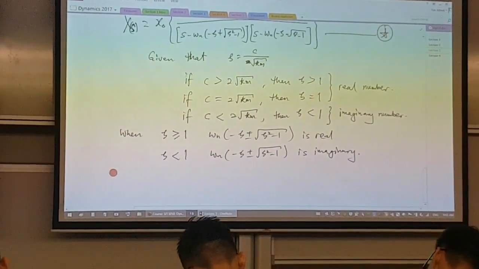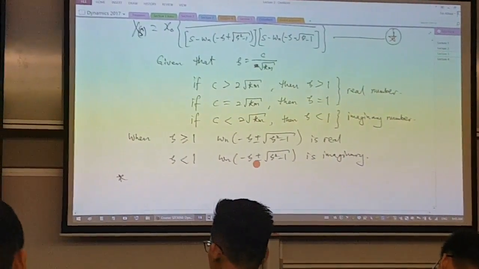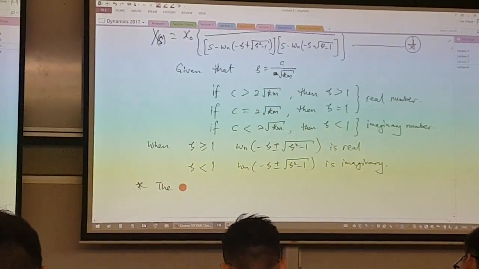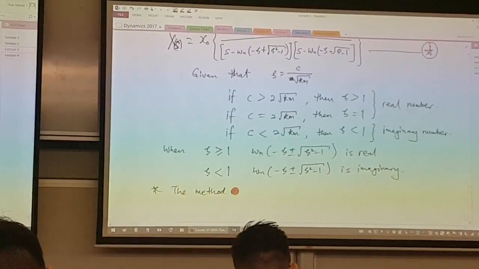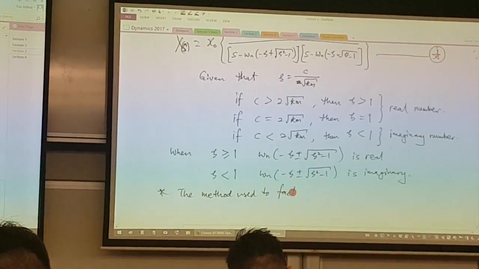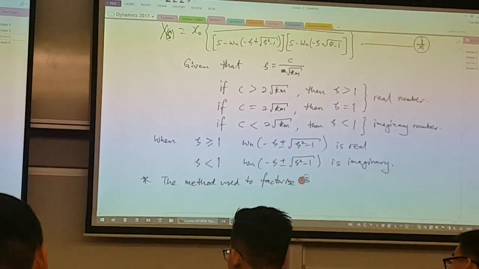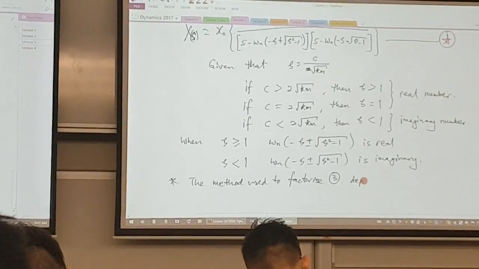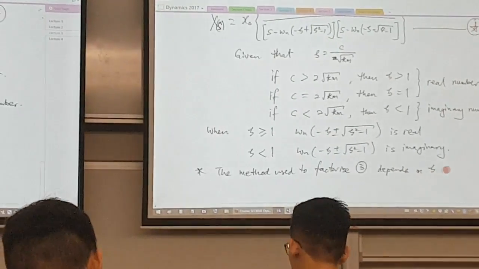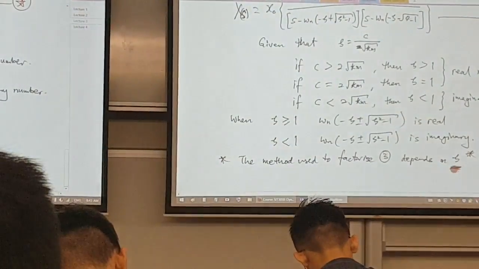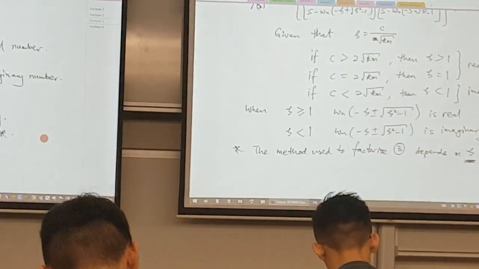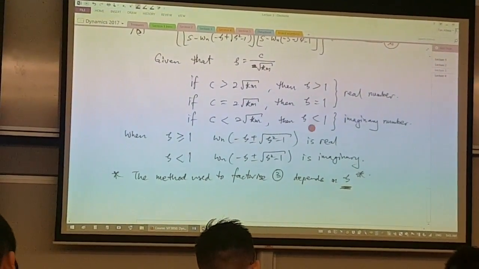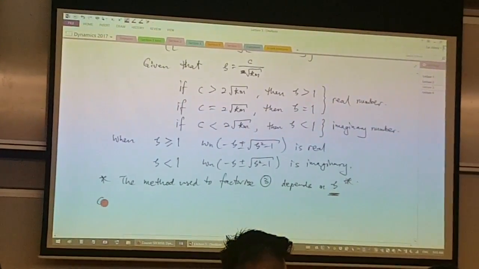So why do I mention this? That's because later on I'm going to depend on these two words. Is it real or is it imaginary? Because later on, the method used to factorize equation 3 depends on zeta. What is the value of zeta? So you've seen before, there are going to be 3 cases of zeta. So let's have a look.